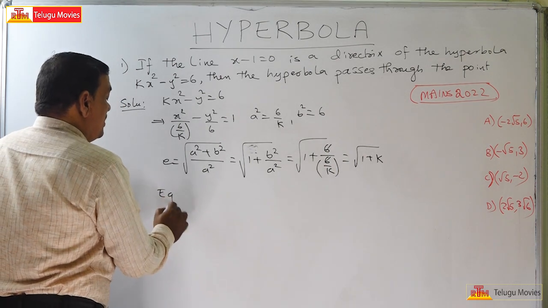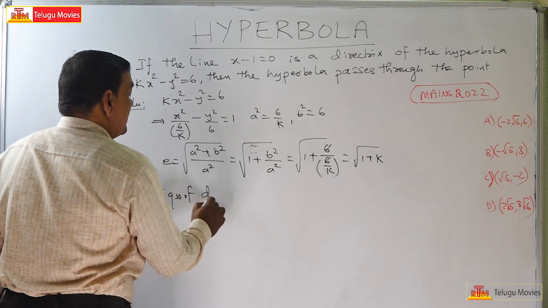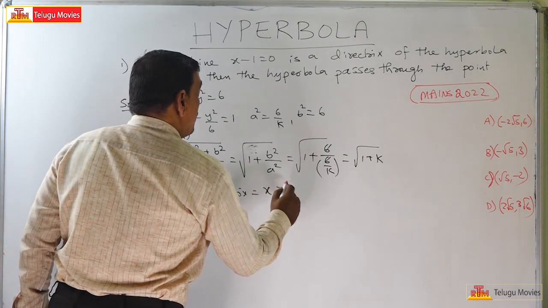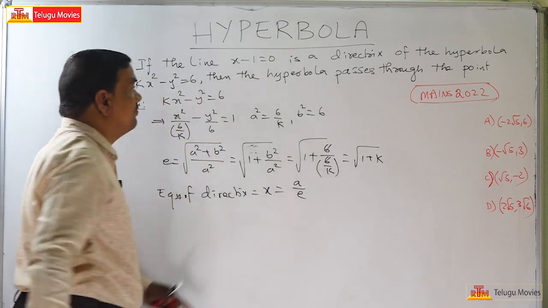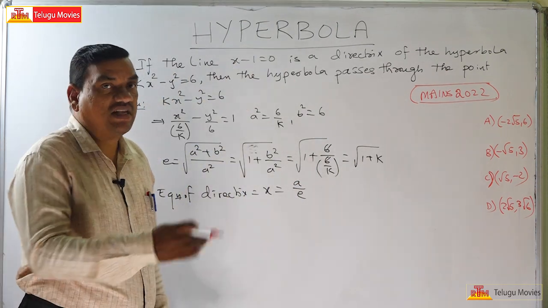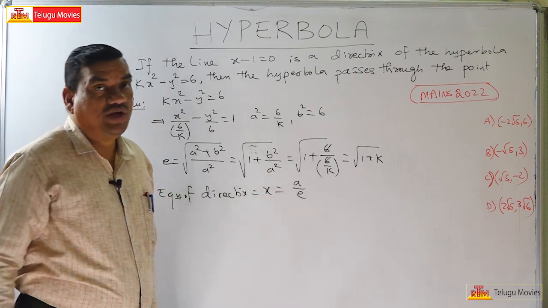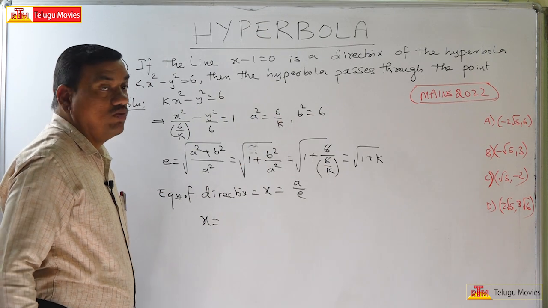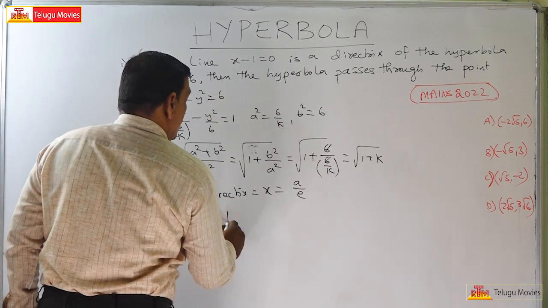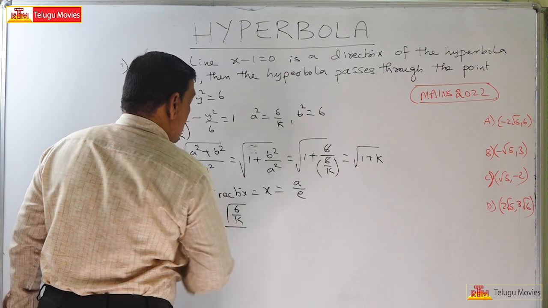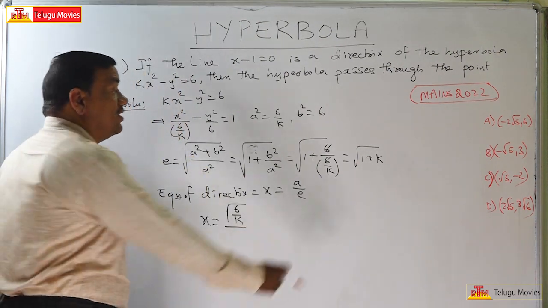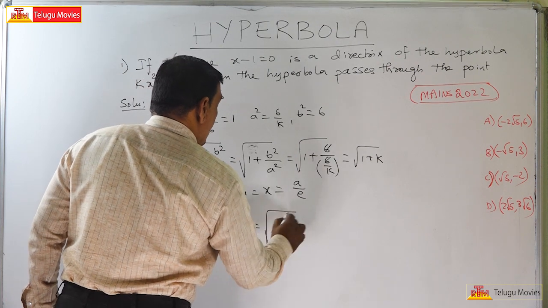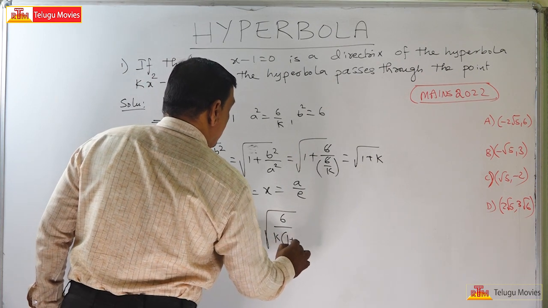So what is the equation of the directrix? For the directrix, x is equal to plus or minus a by e. Let us take a by e, because here x is equal to 1, only plus 1 is given. So x is equal to a by e. The a value is the square root of 6 by k, upon the e value, which is the square root of 1 plus k. So that is the square root of 6 by k times 1 plus k.